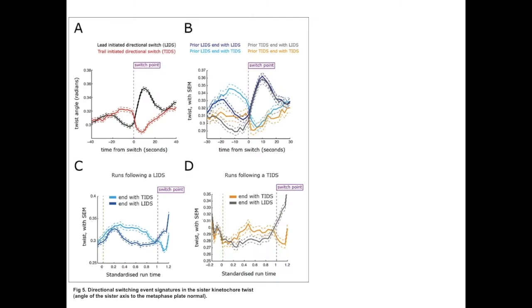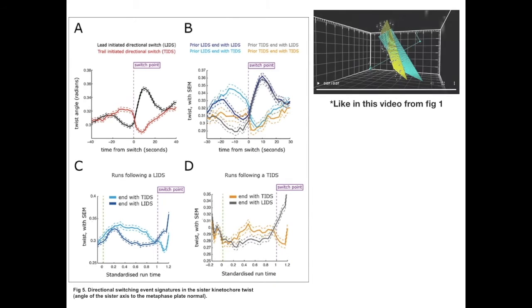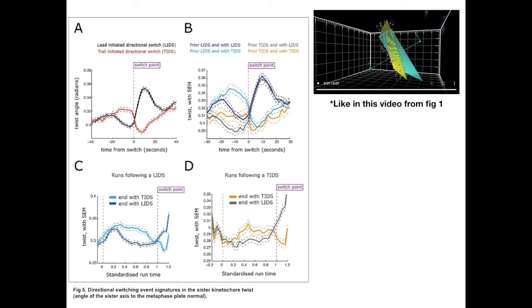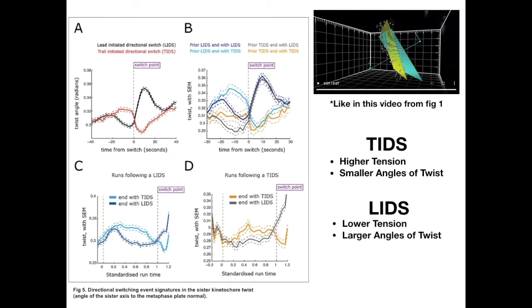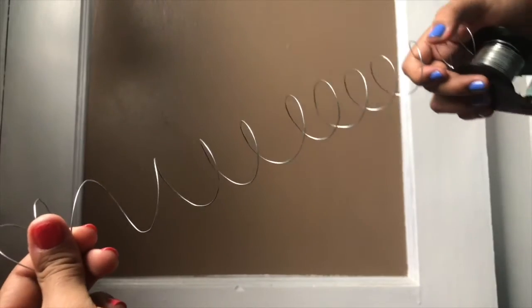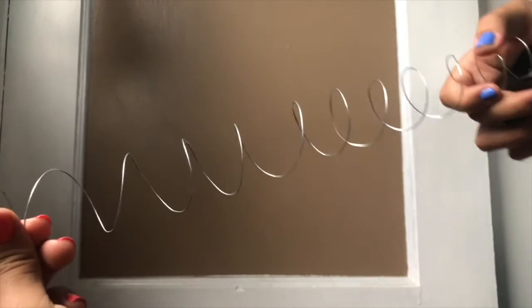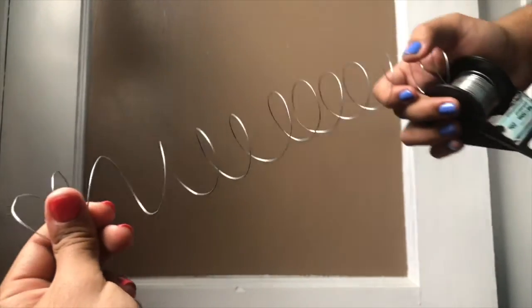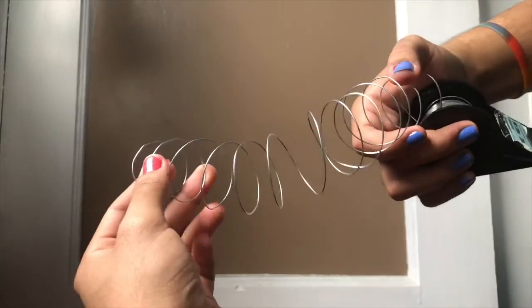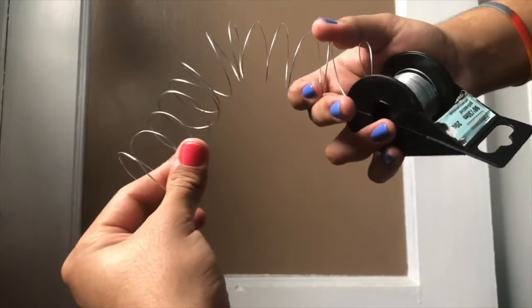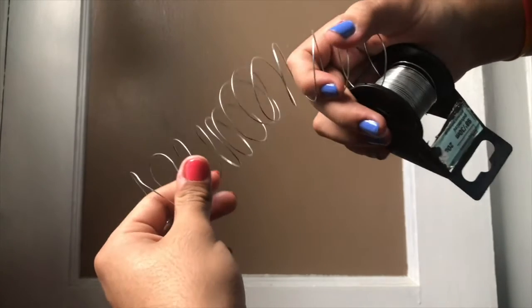So, in figure 5, they focus on the way the sisters twist away from the metaphase plate as they oscillate. They notice that as the distance between sisters increases, there is an inverse relationship with the amount of twist. So, TIDs with higher tension have smaller angles of twist, versus LIDs with lower tension have larger angles of twist. They liken this relationship to the action of a spring, where the high stretch can align the sisters better while they are under more force, versus a low stretch allows the sisters to move more under thermal and mechanical fluctuation.